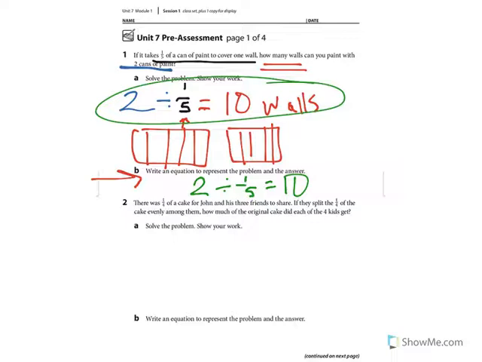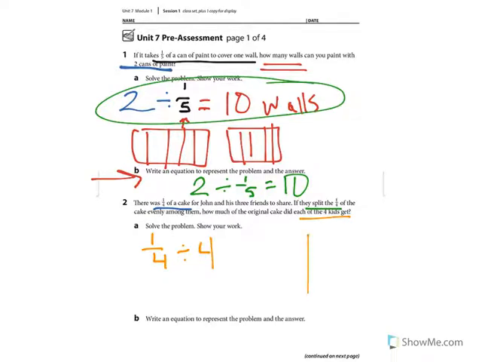Great. Number 2, there was 1/4 of a cake for John and his 3 friends to share. If they split the 1/4 of the cake evenly among them, how much of the original cake did each of the 4 kids get? Again, I'm going to start with, what do I have? I have 1/4 of a cake for John and his 3 friends. What am I going to do with it? Well, I'm going to split the 1/4 of the cake evenly among them. How many of them are there? There are 4. So what am I going to do here? Well, I have 1/4 of a cake. I'm going to divide it, split it, between 4 kids.